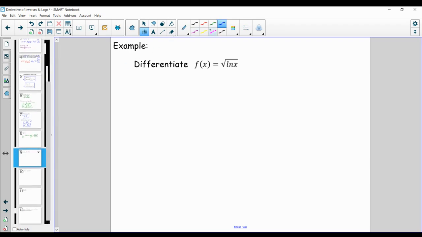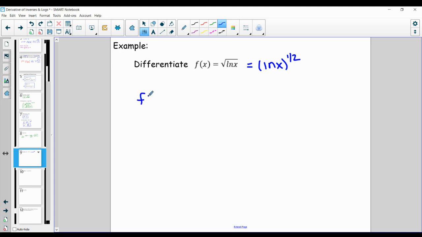Okay, so here we're going to differentiate, so find the derivative of the square root of the ln of x. So again, when I have a square root, I'm going to change it so it's an exponent. So I'm going to make it ln x to the 1/2, just to make it easier when I'm finding the derivative. So here, the ln is on the inside, so I need to use the chain rule. My outer function is something to the 1/2. The inner function is the ln.